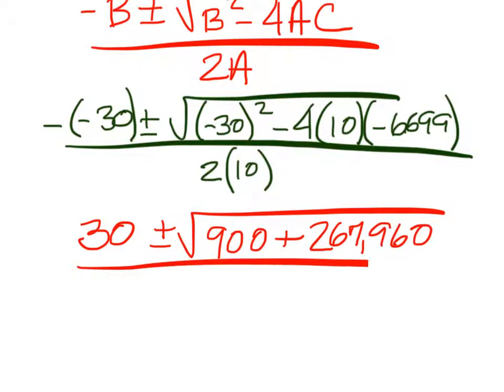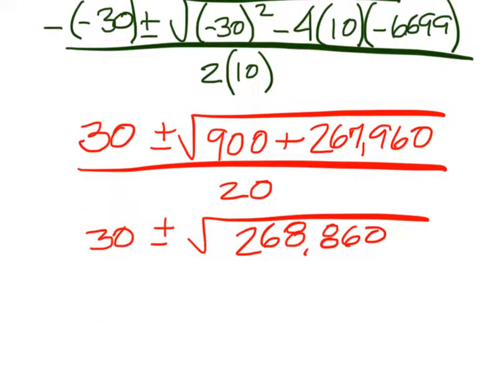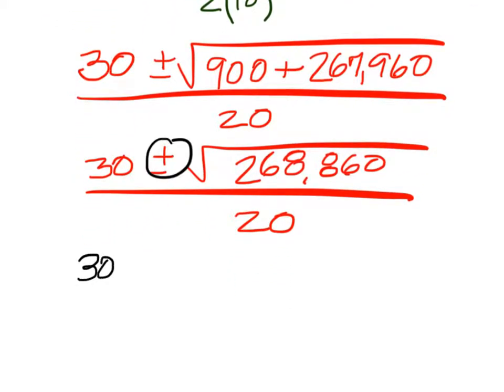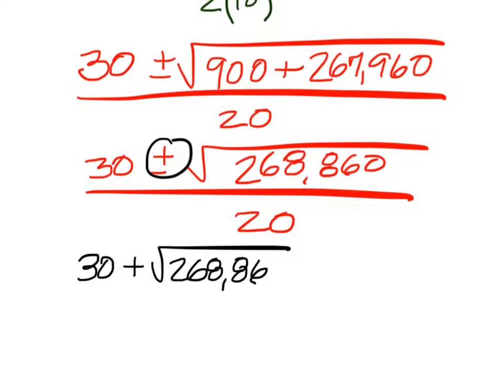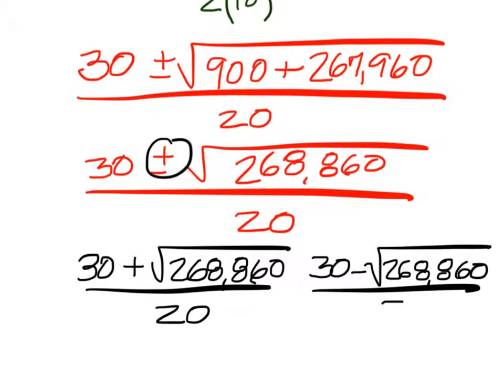267,960. Okay, and on the bottom you have a 20. So we have to add together 900 and that long number to come up with 268,860, and then over 20. Alright, the first one is 30 plus the square root of 268,860 divided by 20. The other one is 30 minus the square root of 268,860, and then over 20.